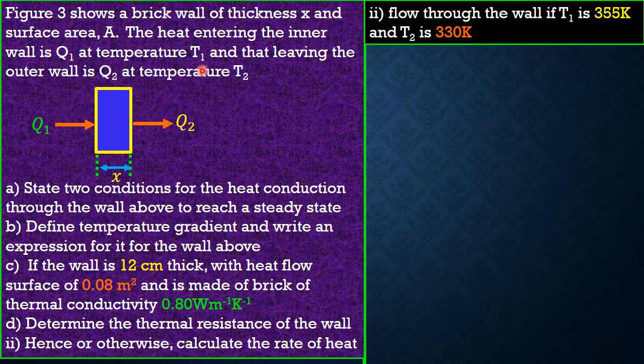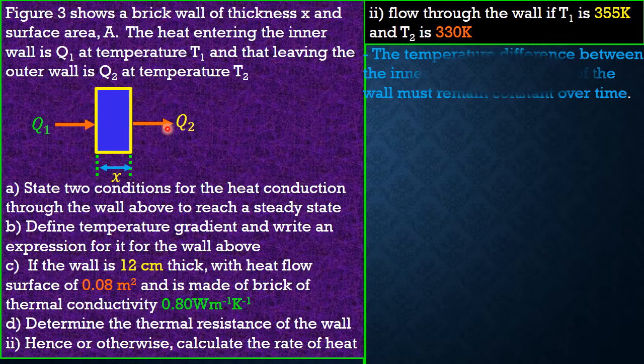Now we need to know that when steady state has been attained, there are two conditions necessary. One, the amount of heat that is entering, Q1, has to be equal to the amount of heat that is leaving this wall at Q2. So in essence, Q1 has to be equal to Q2 when steady state has been attained. That's the first condition that you should say. And now, the temperature difference between the inner surface and the outer surface has to be constant when steady state has been attained.